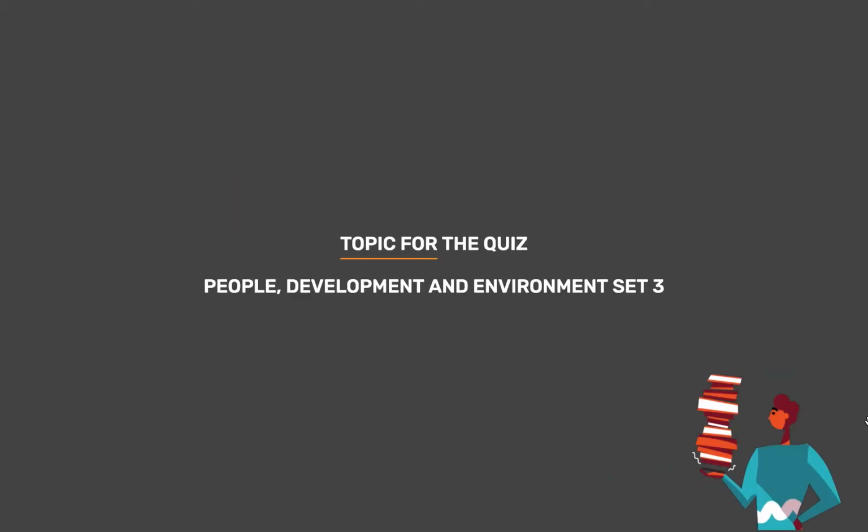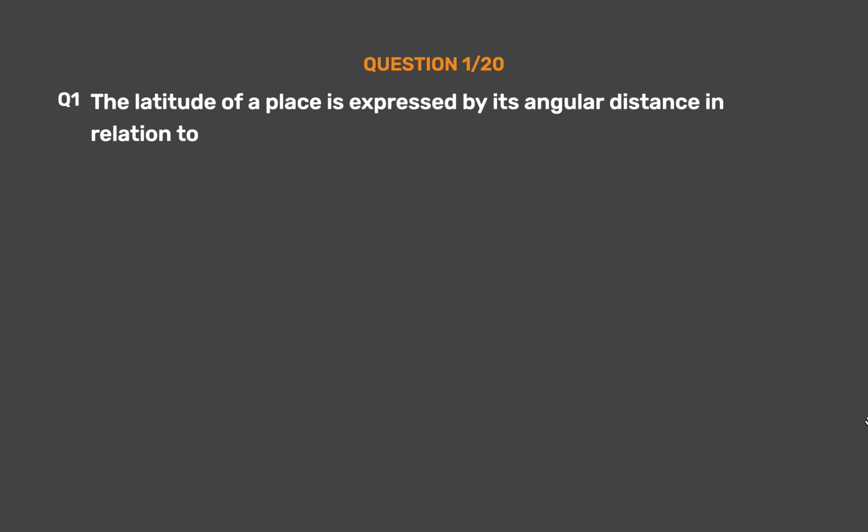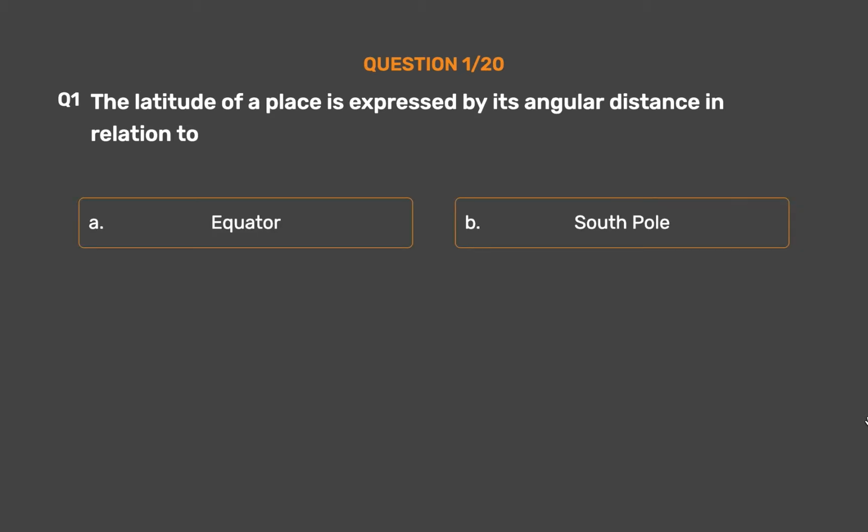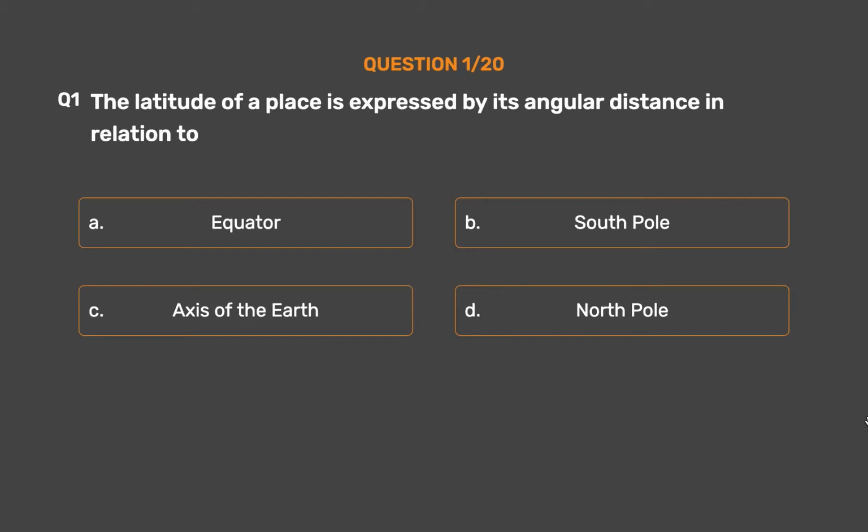Topic for today's quiz is People, Development and Environment Set 3. Question number 1. The latitude of a place is expressed by its angular distance in relation to Option A. Equator. Option B. South Pole. Option C. Axis of the Earth. Option D. North Pole.